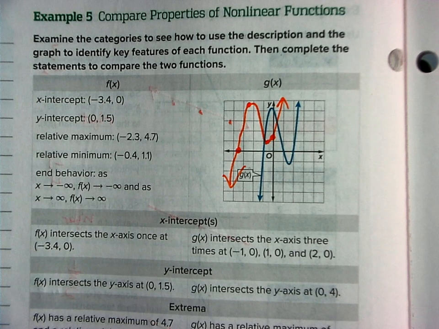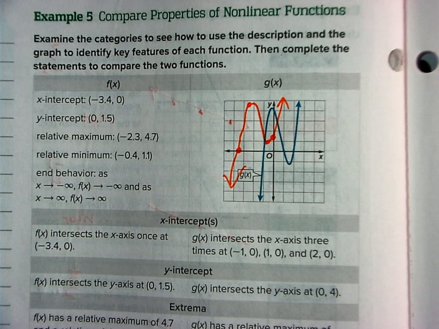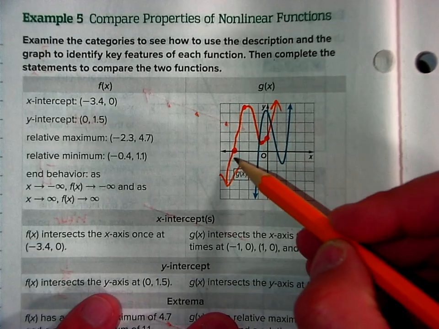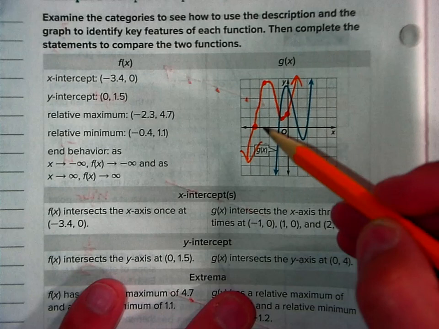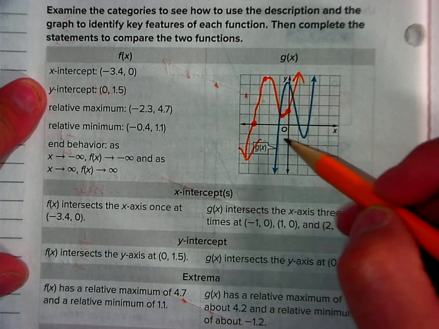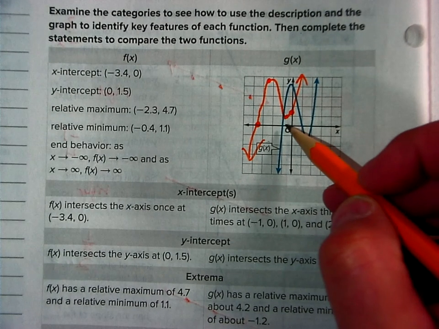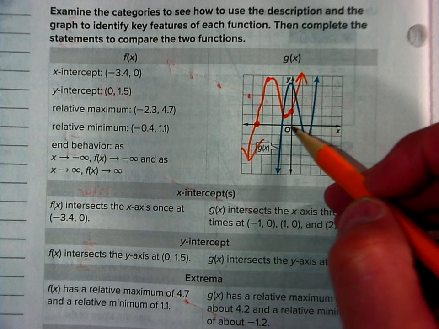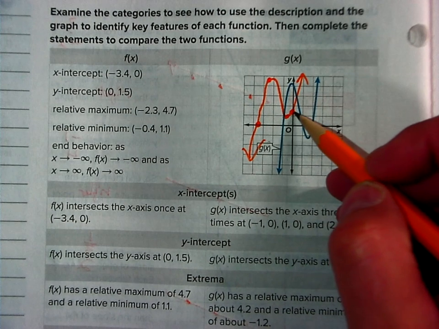X-intercept is at negative 3.40, so you should have a point at negative 3.40, such as I do here. Are we good with that? Pretty simple. Next, y-intercept at 0, 1.5. So go up 1.5 and put a point there, please. 1.5 for me was right there.